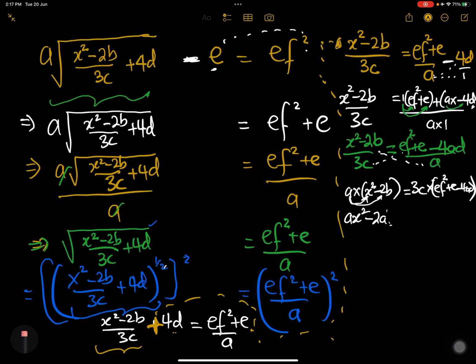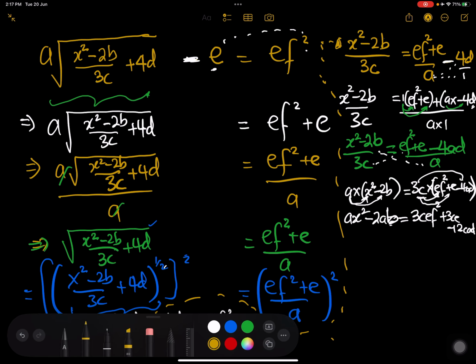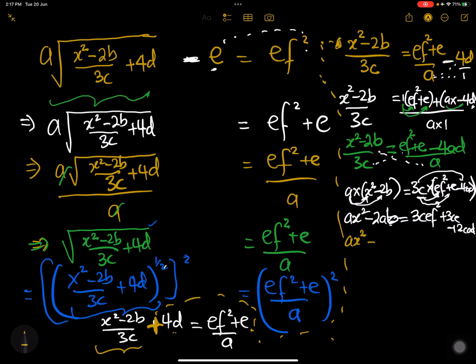We're going to have, it's equal to this 3C multiplied by that, we get 3CEF squared plus 3CE. And then this one, we're going to get minus 12CAD, like that. But remember, we're looking for X. We want X to stand alone. So to do that, this AX will need to stand here alone, equal to 3CEF squared plus 3CE minus the 12CAD.